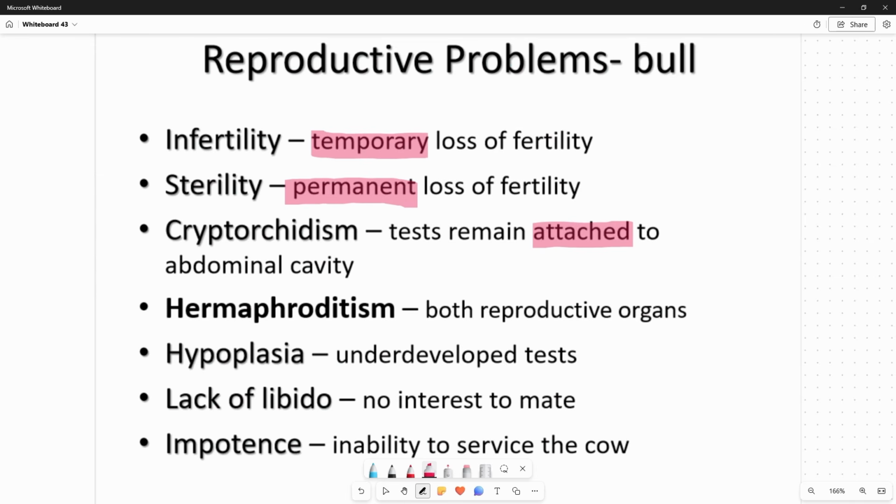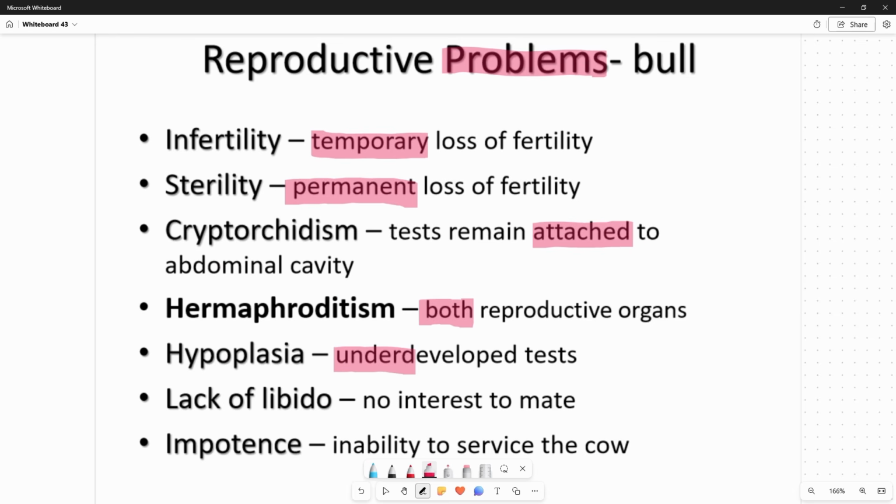The other one is hermaphroditism. The key word here: the animal has got both reproductive organs of the male and the female. In the testes of the bull, but inside it also has the ovaries. And then hypoplasia, the animal has got the testes, but they are underdeveloped. They are not well developed. So the animal will also have problems. That's why we refer to this section as reproductive problems. They are inhibiting the normal processes of reproduction.